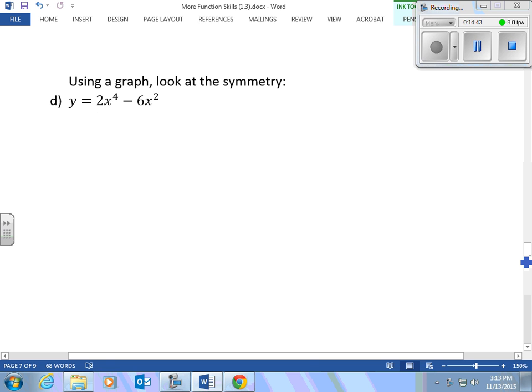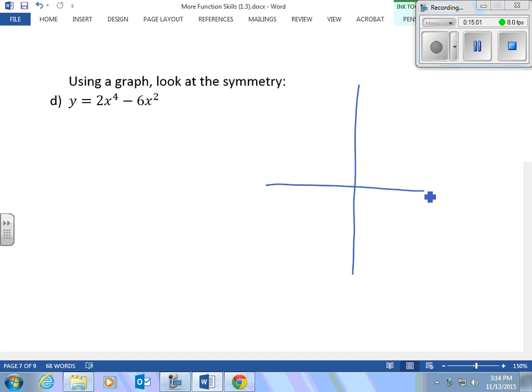Now we're going to use a graph, and it'd be great to do these on a graphing calculator or graphing utility of some sort so that you could see what these look like. I'm going to make a quick sketch of what they look like. So the function f of x, or y equals 2x to the power 4 minus 6x squared, if I were to put that in the graphing calculator, I'm going to get a graph that looks like this.